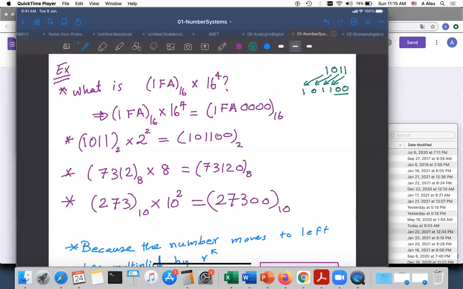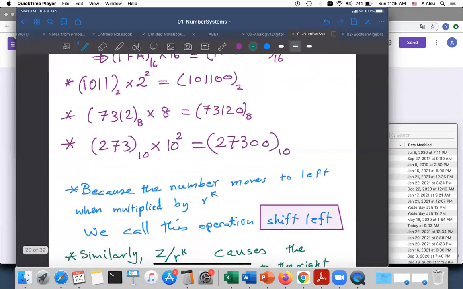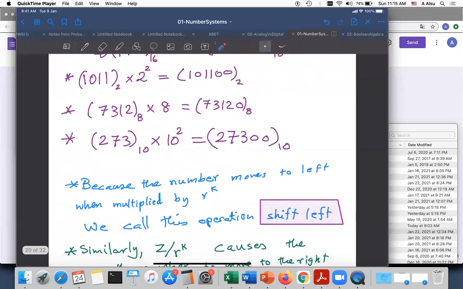Because of this, we call this a shift left operation. If you multiply by the base to the power k, then you're basically left shifting by k. So this is a shift left operation. Do you see that, guys? Yes, clear.